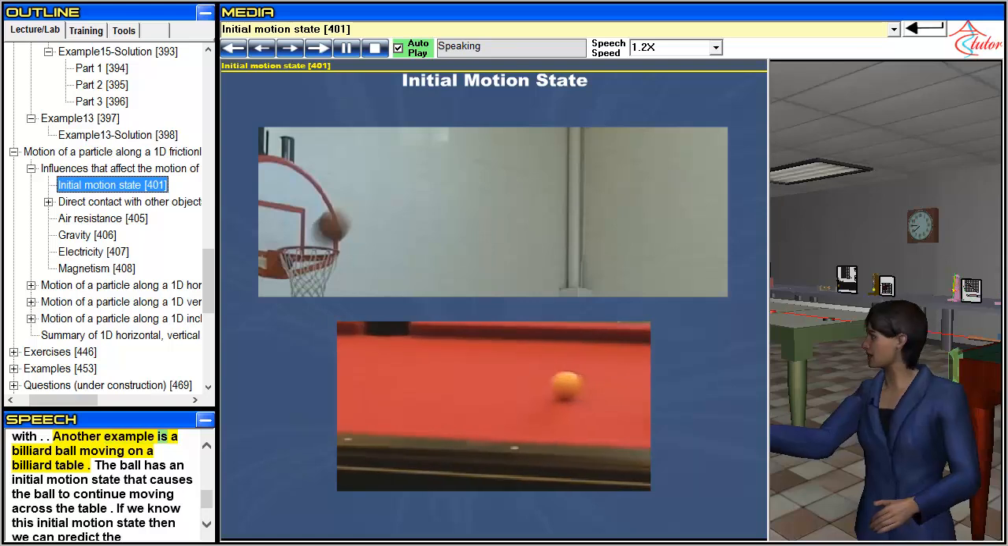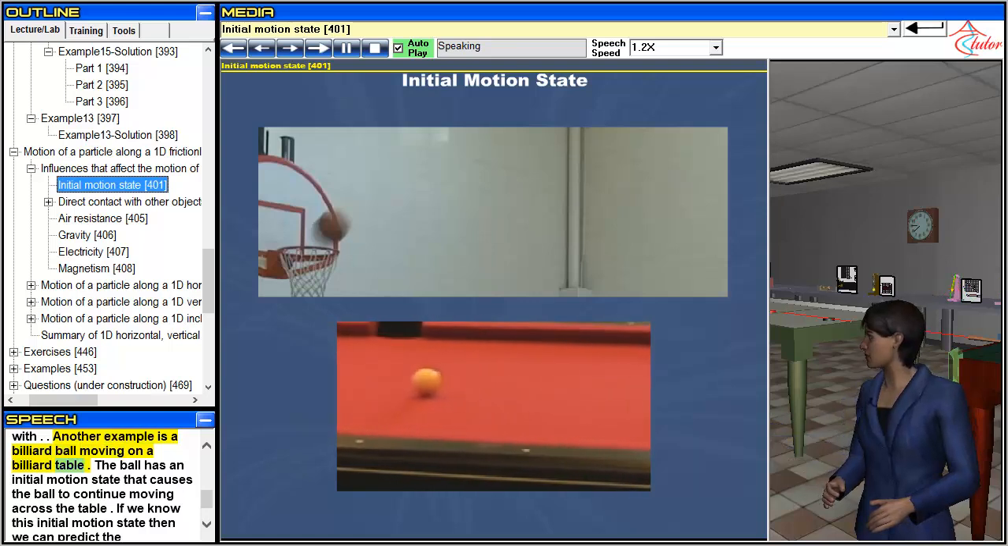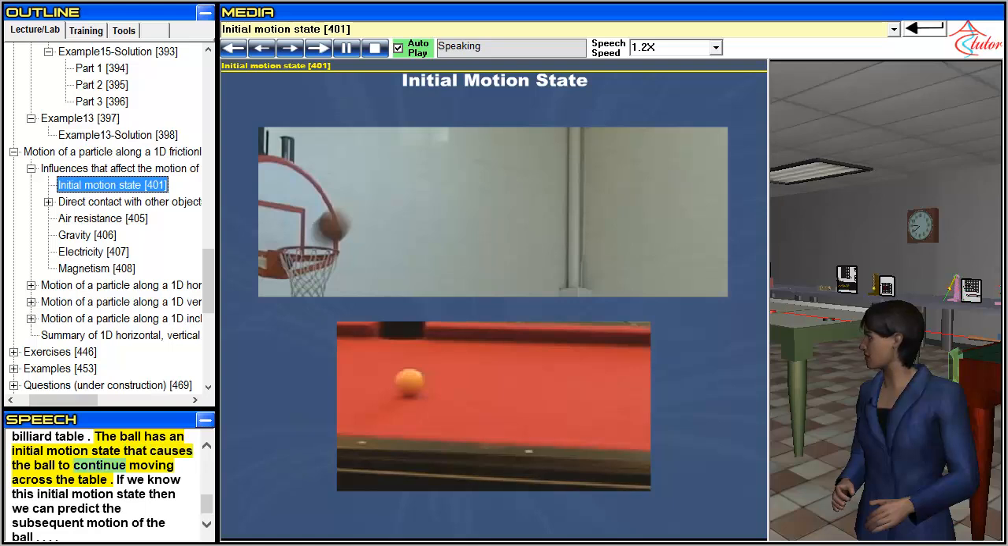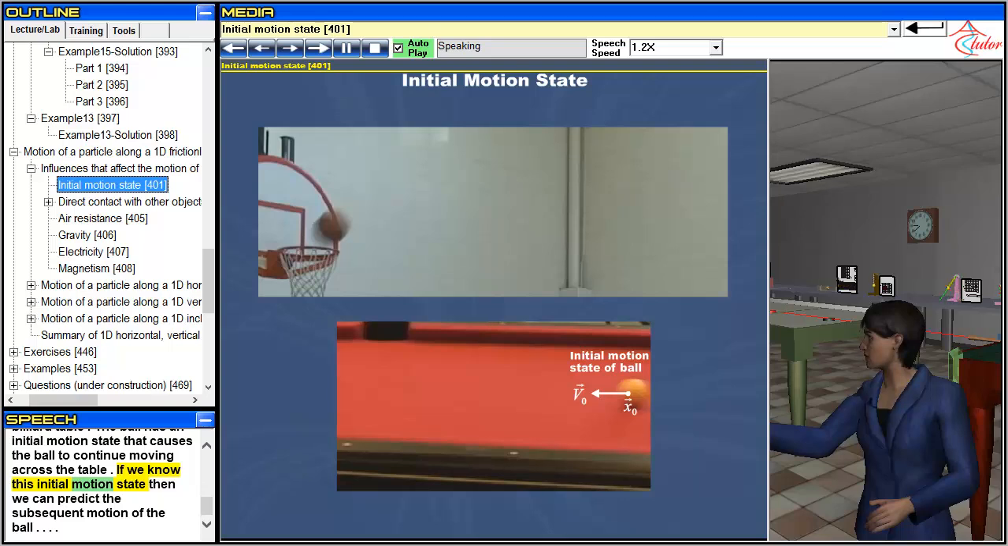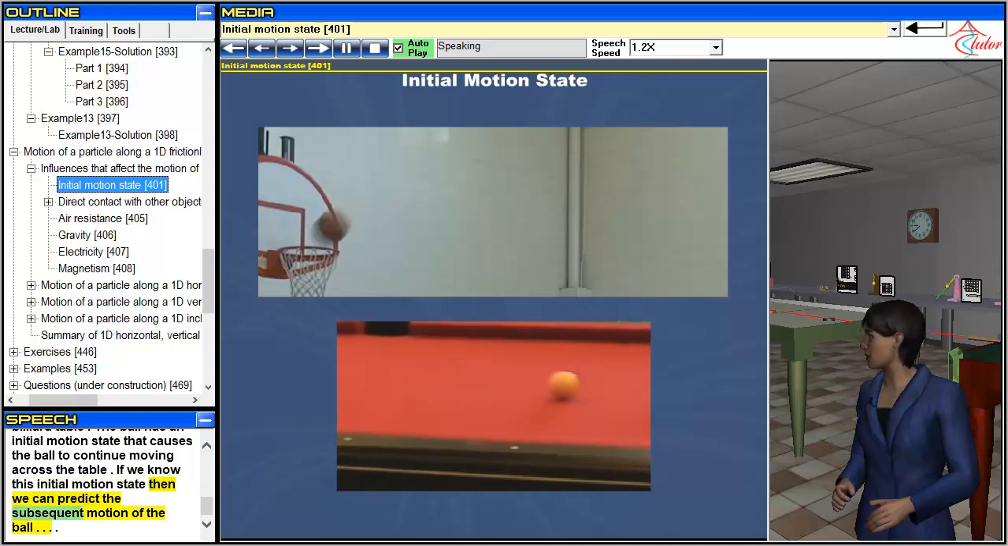Another example is a billiard ball moving on a billiard table. The ball has an initial motion state that causes the ball to continue moving across the table. If we know this initial motion state, then we can predict the subsequent motion of the ball.